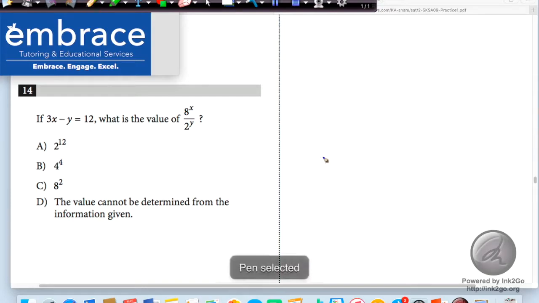Terrific. For problem 14, I see that it says if x minus y equals 12, what is the value of 8 to the power of x over 2 to the power of y? Your biggest hint within this problem is that you see an x and a y in terms of the actual exponents. You're most likely going to have to find a way to take this information and plug it into here.